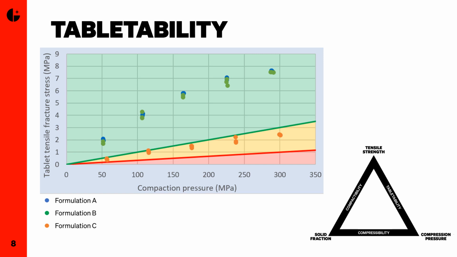It's also interesting to see that for formulations A, B, and C in this case, the shape of the profiles for each of them shows us that as we increase the compaction pressure, there is a resultant increase in the tablet strength. So that will be another sign of good tabletability behavior here.